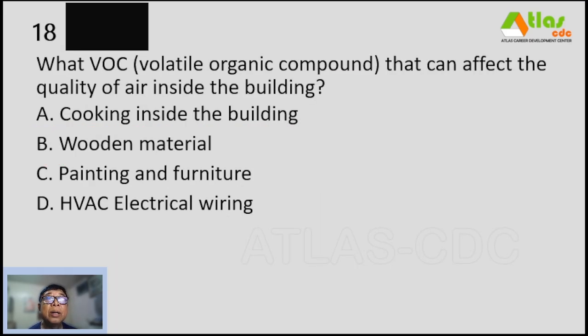Number 18. What VOC, volatile organic compound, can affect the quality of air inside the building? A. Cooking inside the building. B. Wooden material. C. Painting and furniture. And D. HVAC, electrical wiring.